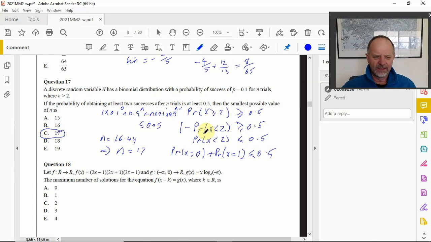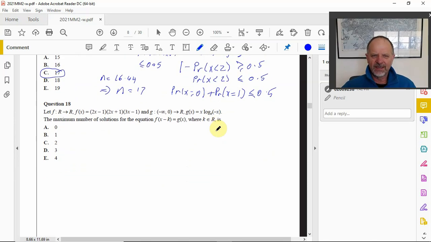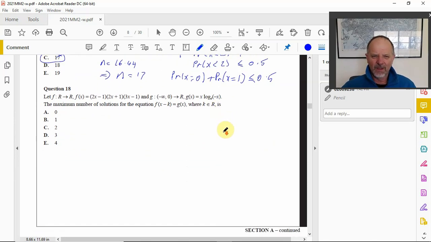All right. Then the next question, number 18. This is an interesting question. So we've got a function f and a function g, and the maximum number of solutions for the equation f of x minus k equals g of x. Okay, so this bit here, the f of x minus k, is effectively a translation in the x direction.